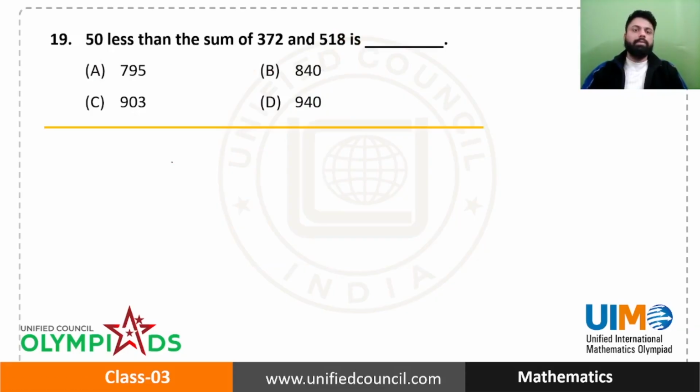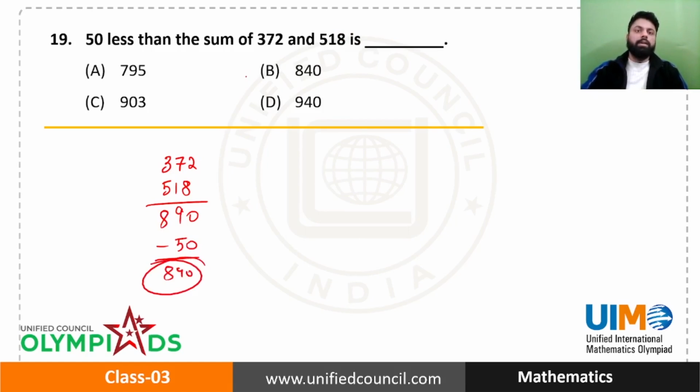50 less than the sum of these values. 372 plus 518, 8 plus 2 is 10, 1 carry over, this is 890, and then we need to subtract 50 from it, 840. B option is the correct answer.